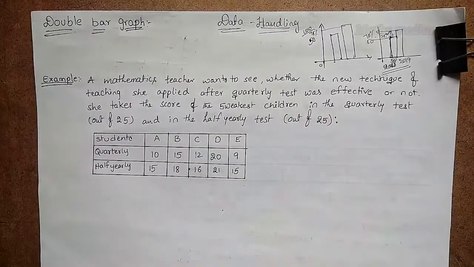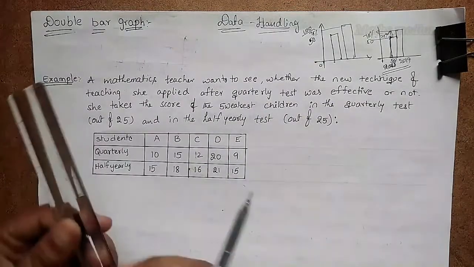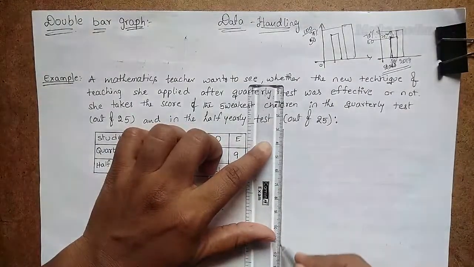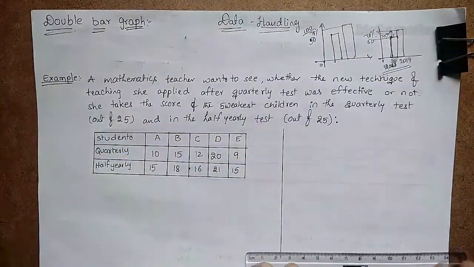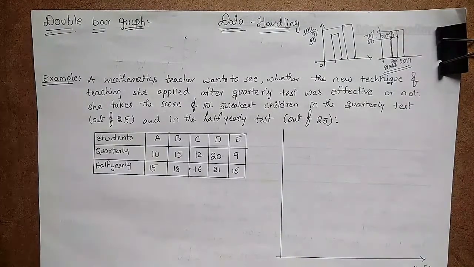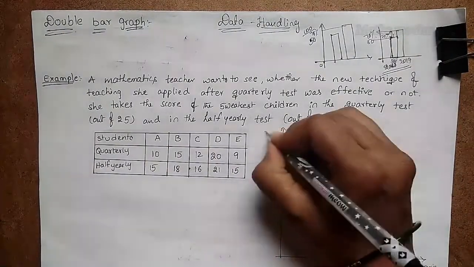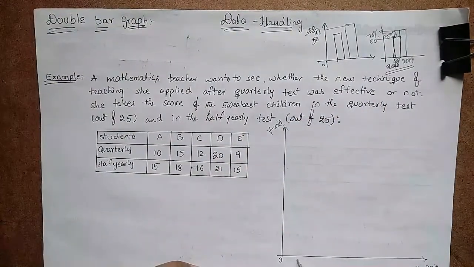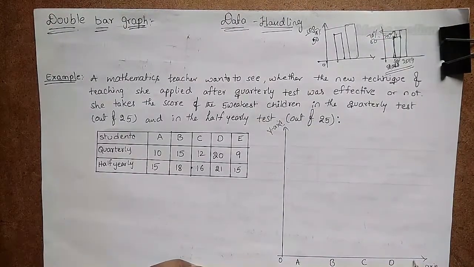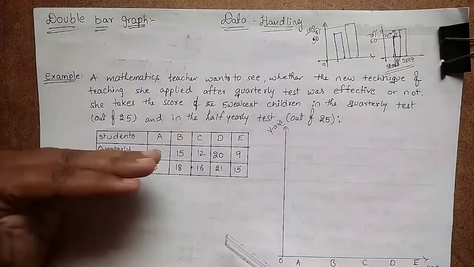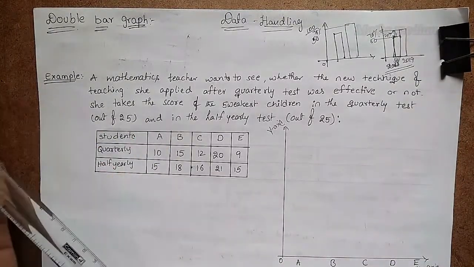Let's start with a bar graph. Here I am taking the help of a scale. See here, this is the scale. I am drawing a graph like this. This is the y-axis and this is the x-axis. I am writing x-axis like this, and this is the y-axis. Now take 0. There are 5 students, A, B, C, D and E. Next, coming to the quarterly and half yearly, that is the next matter.